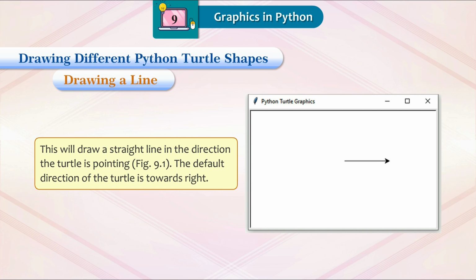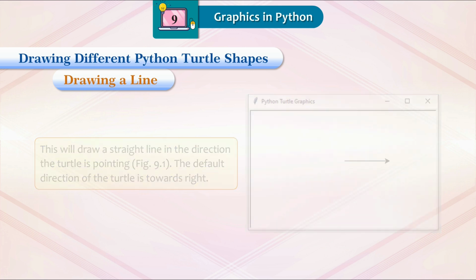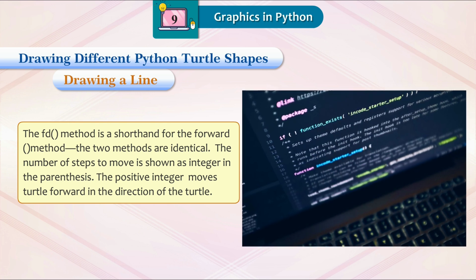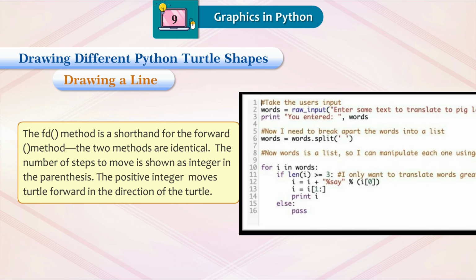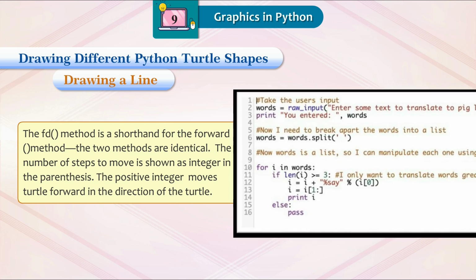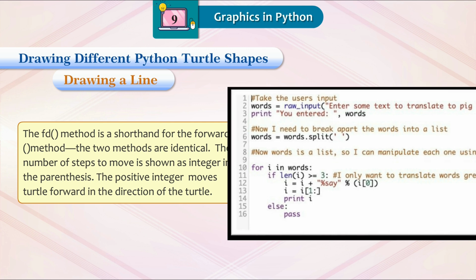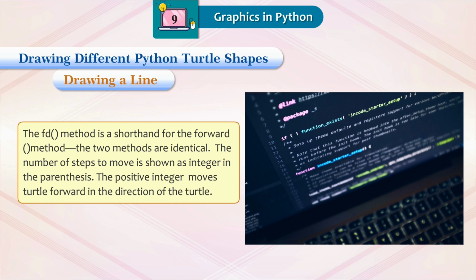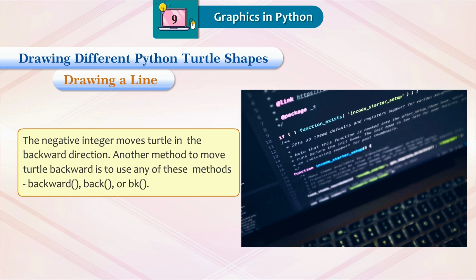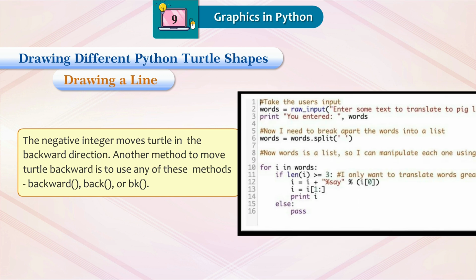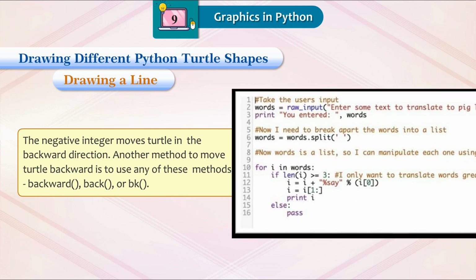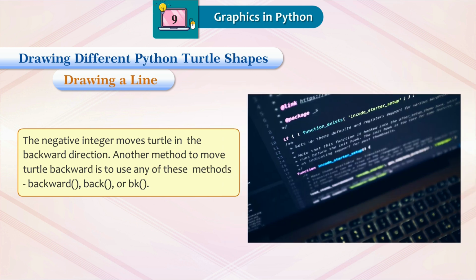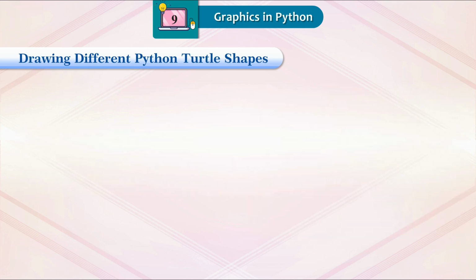The default direction of the turtle is towards the right. The fd method is a shorthand for the forward method. The two methods are identical. The number of steps to move is shown as an integer in the parentheses. The positive integer moves the turtle forward in the direction of the turtle. The negative integer moves the turtle in the backward direction. Another method to move the turtle backward is to use any of these methods: backward, back, or bk.